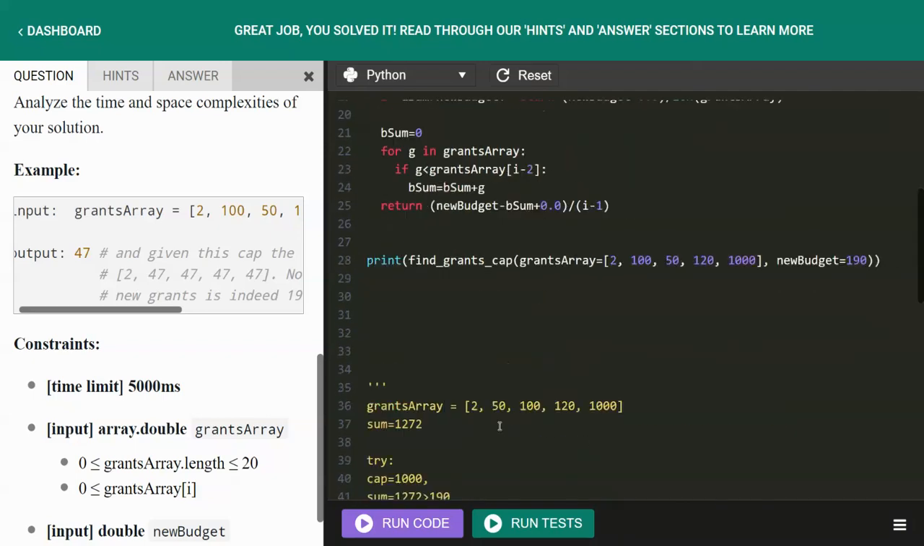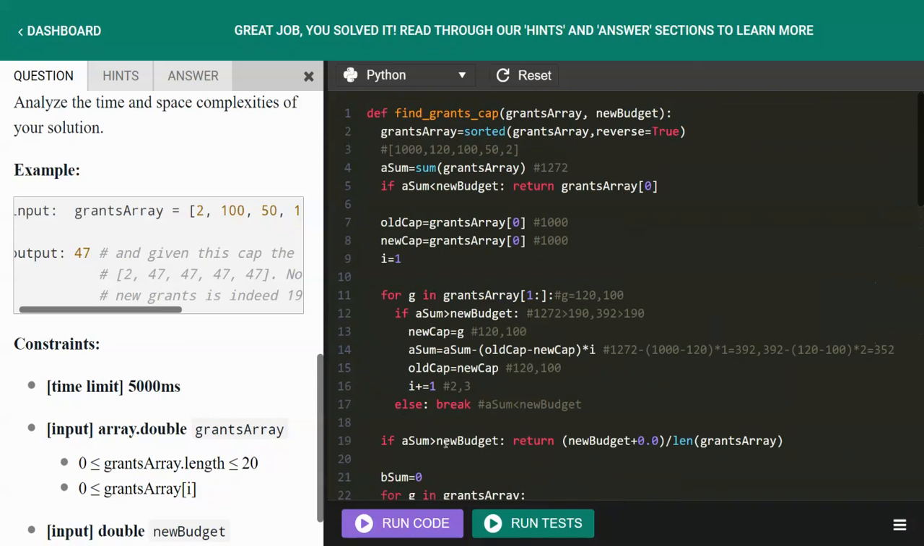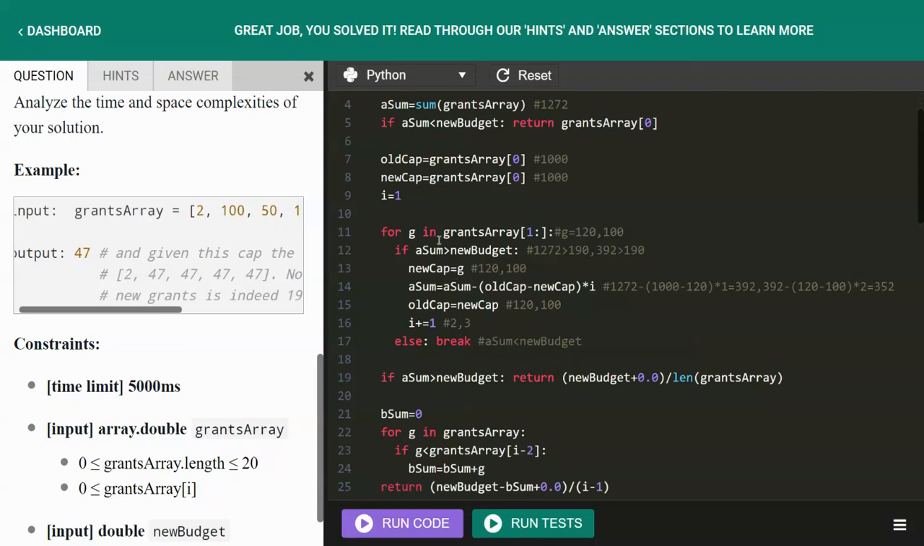So you can see that we just keep trying. We formulate this algorithm as a for loop, until we get out of this for loop, either because we run out of grants being analyzed, or we find that the running sum is less than the budget. If we get out of this for loop because we ran out of grants being analyzed, that means that even if we set the cap rate at the lowest grant, that's still not low enough. In that case, it will be easy, right?